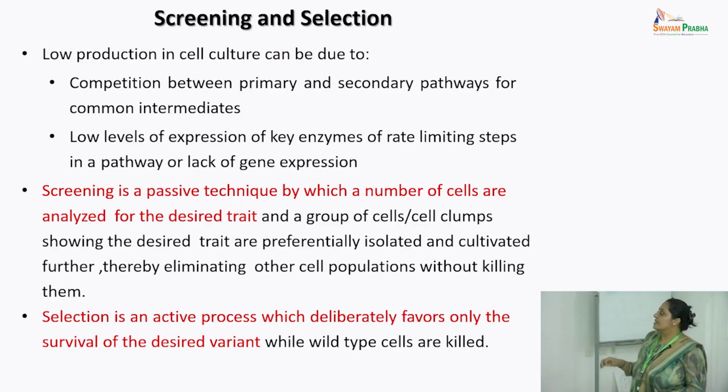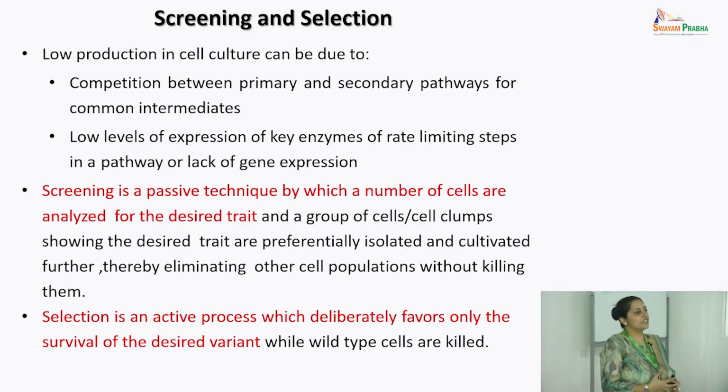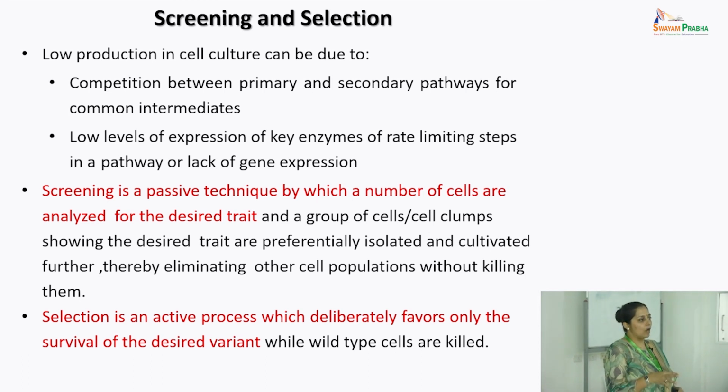How are they different? Screening is a passive technique by which a number of cells are analyzed for the desired trait. Selection is something which is invasive. You are only going to allow the best performing cell to survive, and the rest should automatically not be able to grow. That is an invasive technique. Screening, on the contrary, is a technique where you are preferentially picking up the callus line which is showing you better productivities.